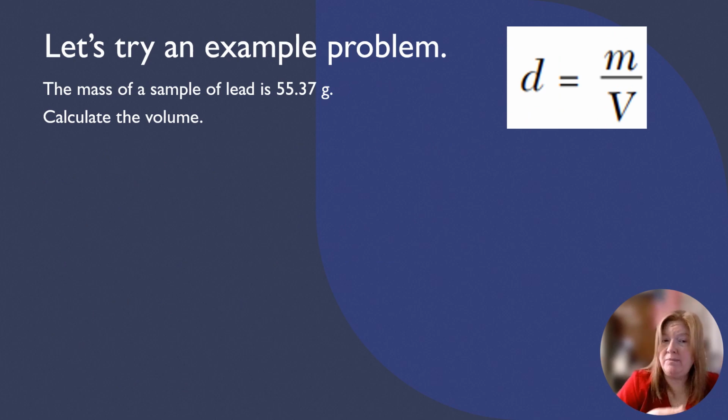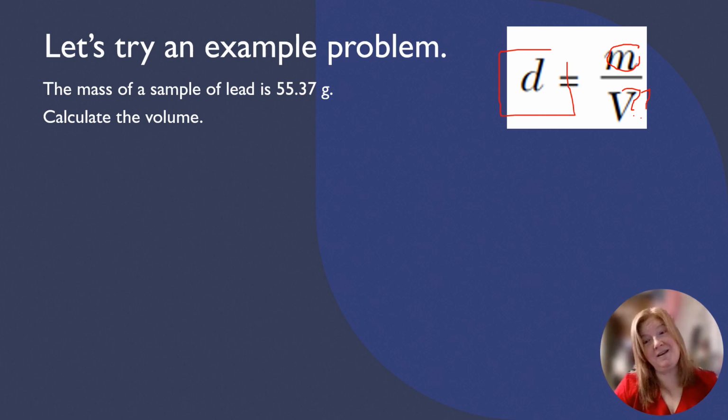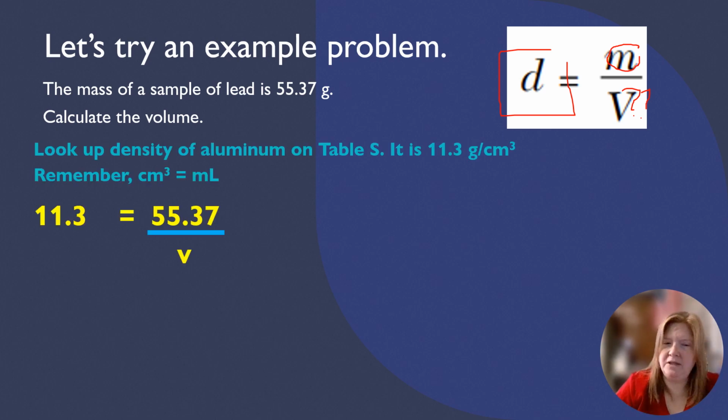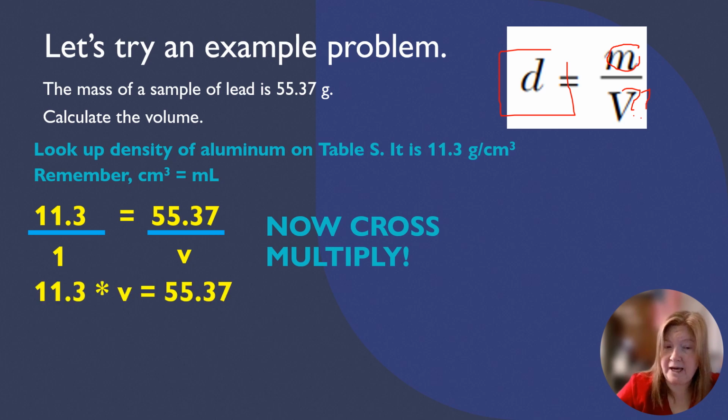Let's try another problem. The mass of a sample of lead, so I know the mass. Calculate the volume. I'm trying to find volume. So that means what? Again, I need density. It's not in the problem. Where is it going to be? The reference table, and it's lead, so I look it up, okay? Plug the numbers where they go, and again, how do I solve this? Put this over 1, cross multiply. I get this.